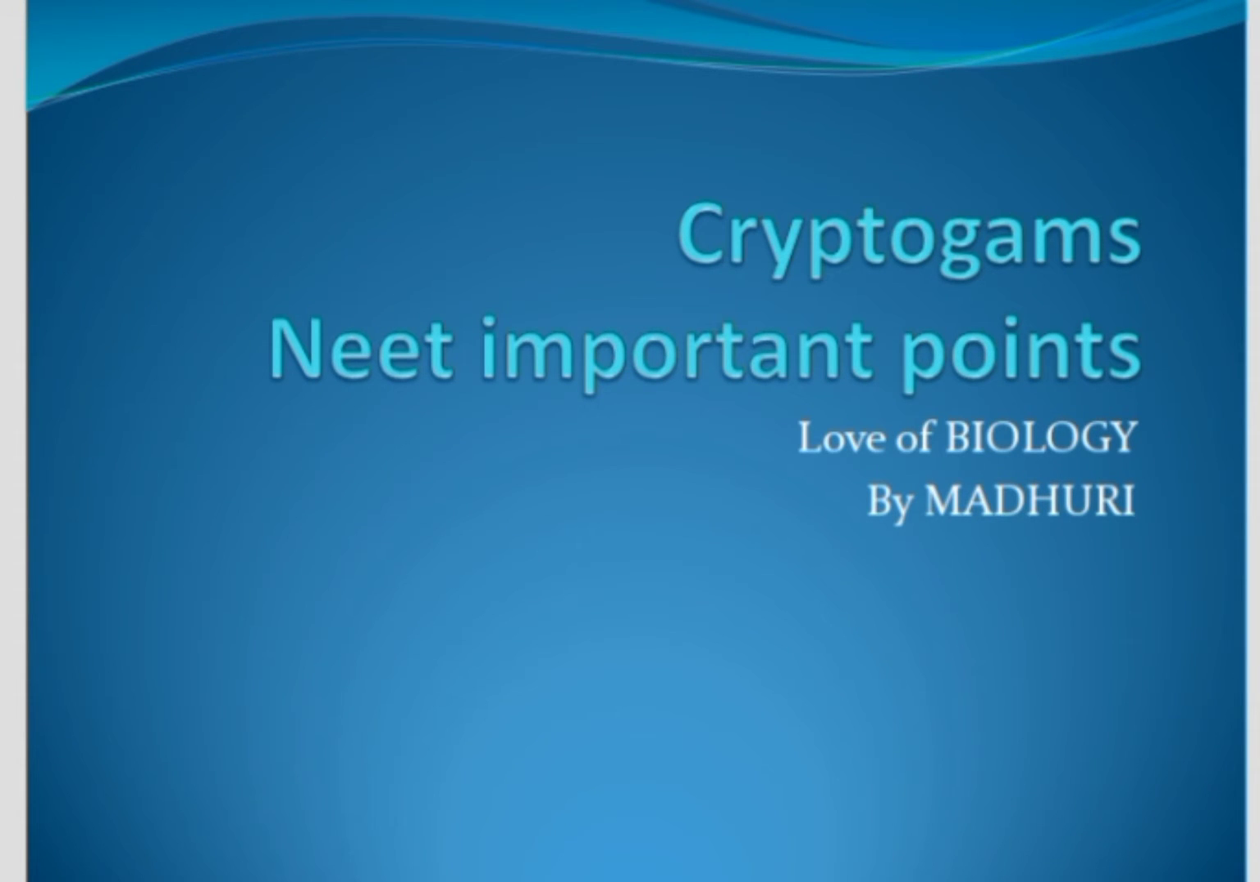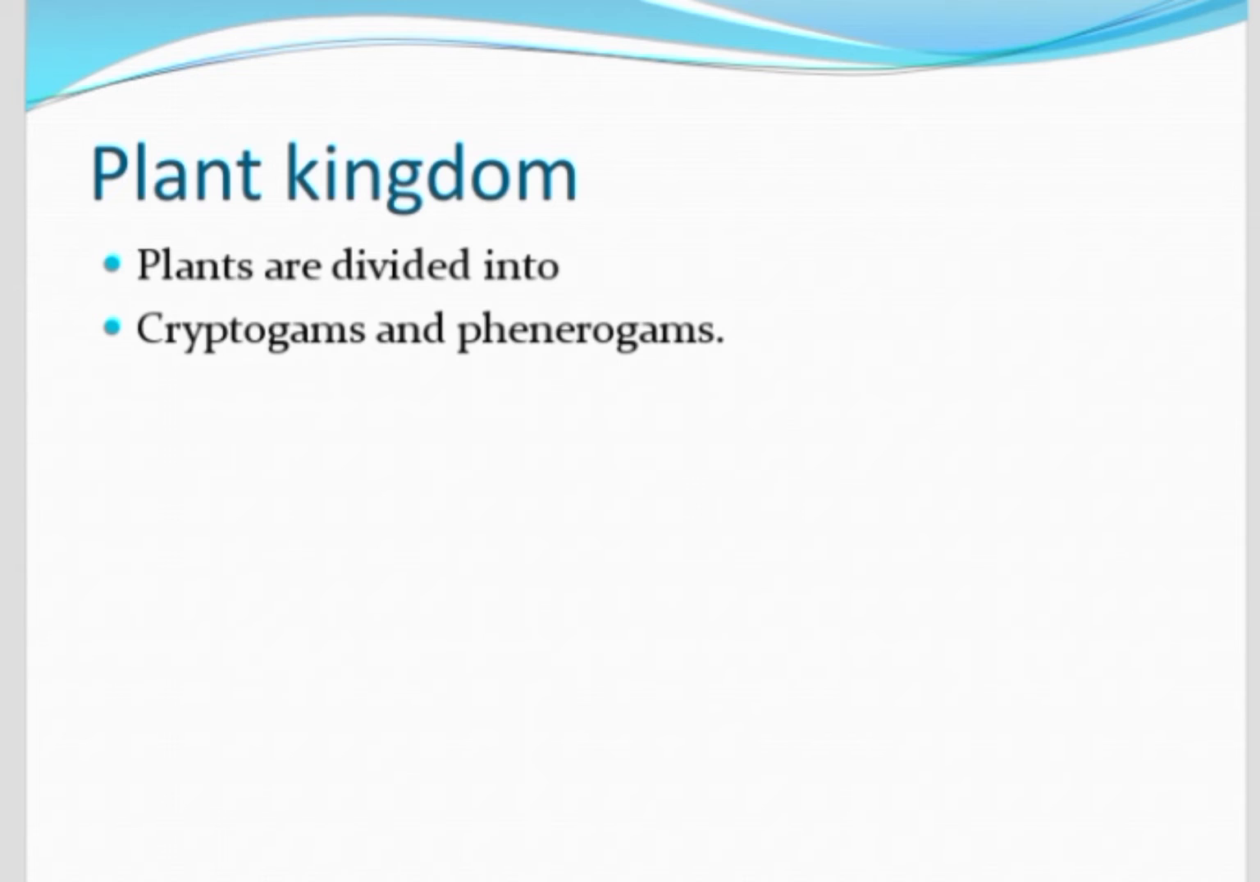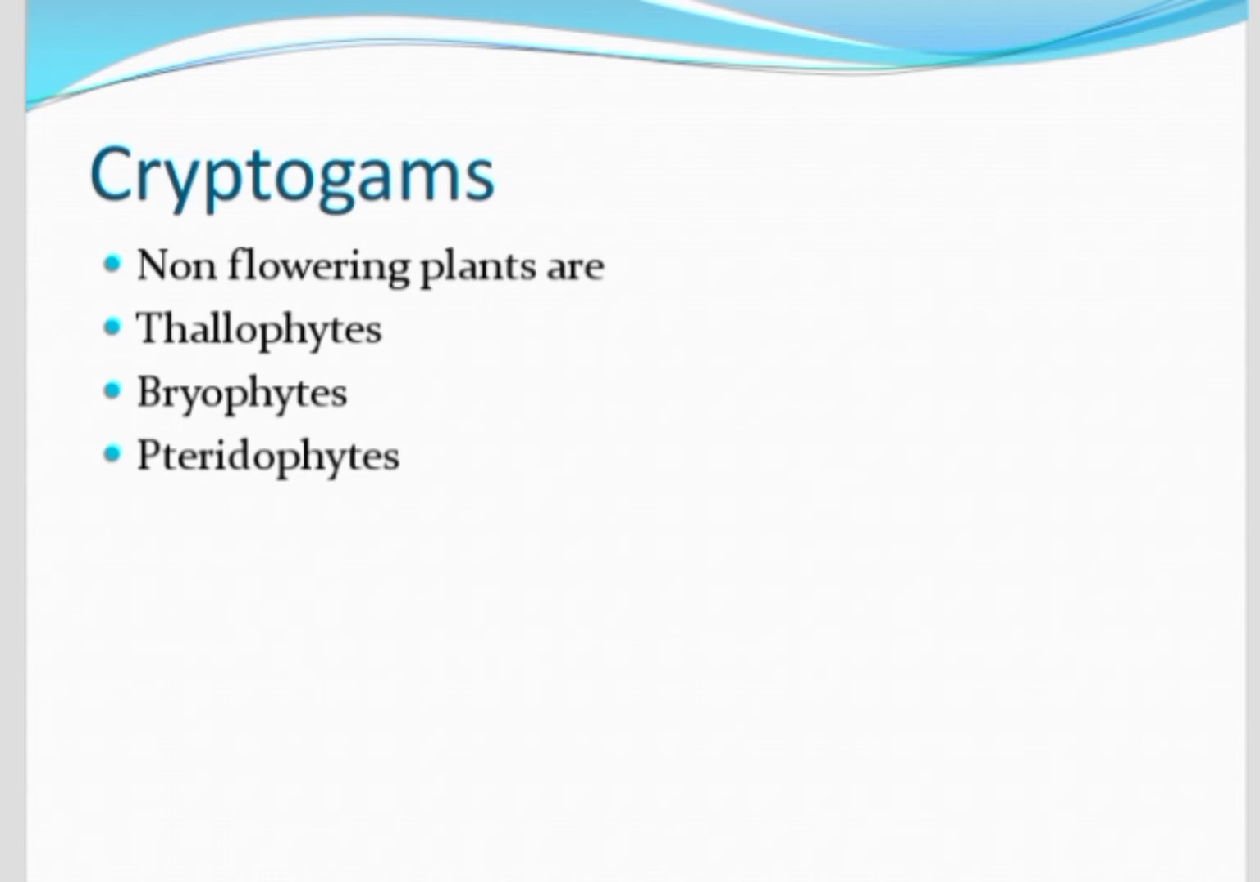Today we are going to learn about the important points on cryptogams. The plant kingdom is divided into cryptogams and phanerogams. Cryptogams are non-flowering, non-seed producing plants, and phanerogams are flowering and seed bearing plants. So today we are going to learn about the non-flowering plants, that is cryptogams.